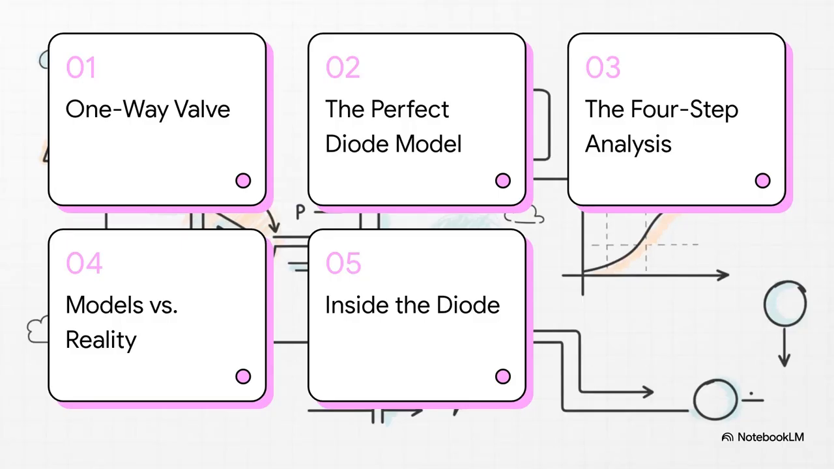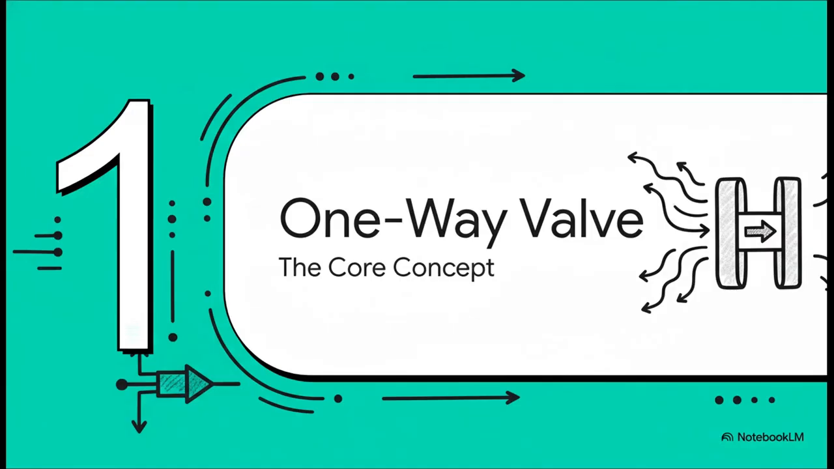Okay, so here's our game plan. We're going to start with the really simple idea of a one-way valve. Then we'll build on that with a perfect, what we call an ideal model. After that, we'll see how to actually analyze circuits with it, compare that perfect model to how things work in the real world, and then finally, we'll peek inside the diode itself to see the physics that makes it all tick. So what is a diode really for? I mean, what's its whole purpose?